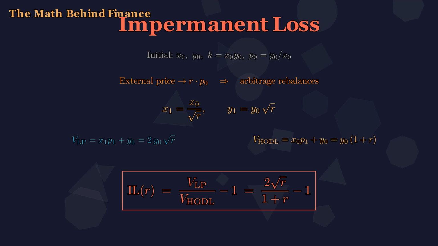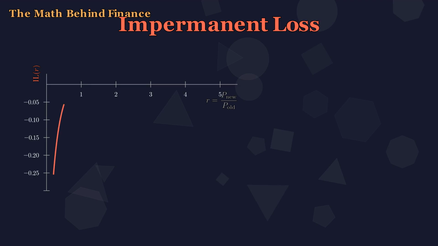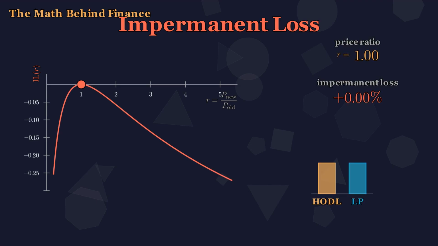Let's plot it. At R equals 1, the price doesn't move. IL is 0. Not surprising. No price change means no loss. But move away from 1 in either direction, and the curve dives. At R equals 1.25, you've lost 0.6%. A 25% bull run for negative 0.6%.